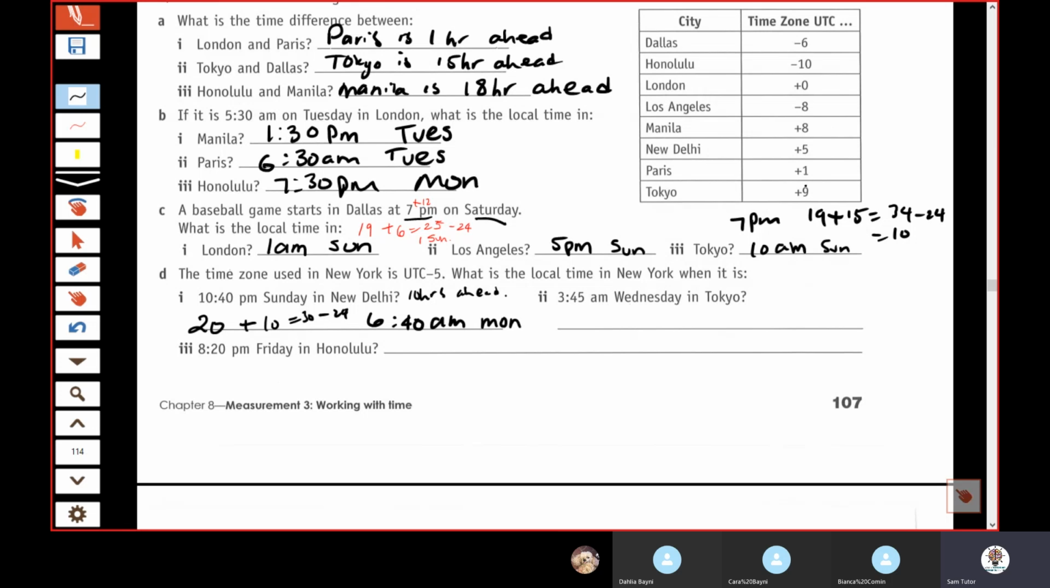3:45 a.m. Wednesday in Tokyo. Tokyo is 9 hours ahead of UTC. So that's 9 plus 5 would give you 14 hours. So we want to do 3 plus 14 hours. Well, that just gives you 17. If it's 17, you know that's 5 p.m. Or if you take away 12 hours, you get 5 p.m. So in other words, it's 5:45 p.m. Still Wednesday.